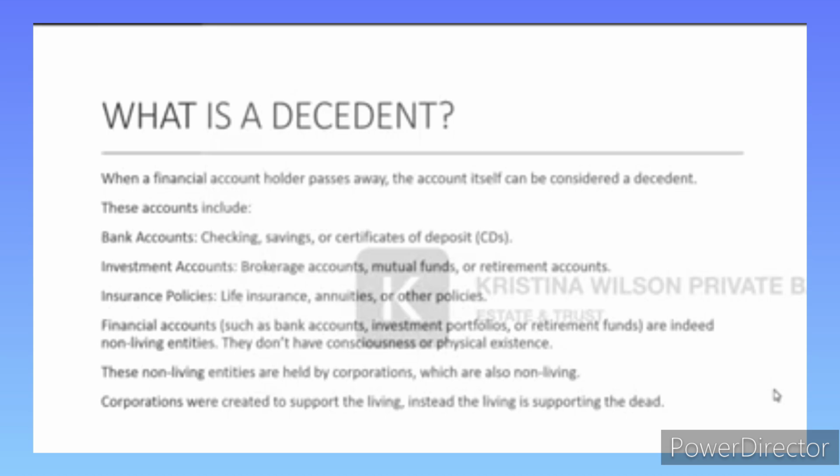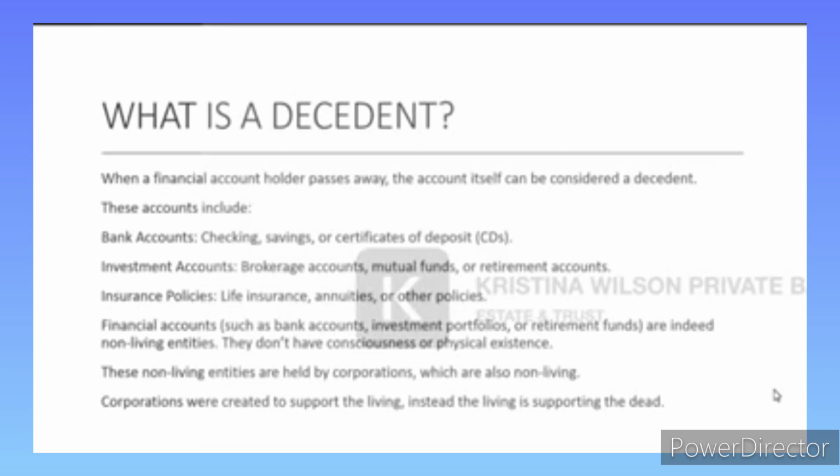What makes it a decedent is that it's being held by Reliant. Reliant is a corporation. A corporation does not have a consciousness. It cannot walk. It cannot talk. Therefore, it meets the definition of a decedent. If that makes sense. Decedent accounts can be a bank account, a checking account, a savings account, certificates of deposit, investment account, brokerage account, mutual funds, retirement accounts, insurance policies, annuities, and other policies.